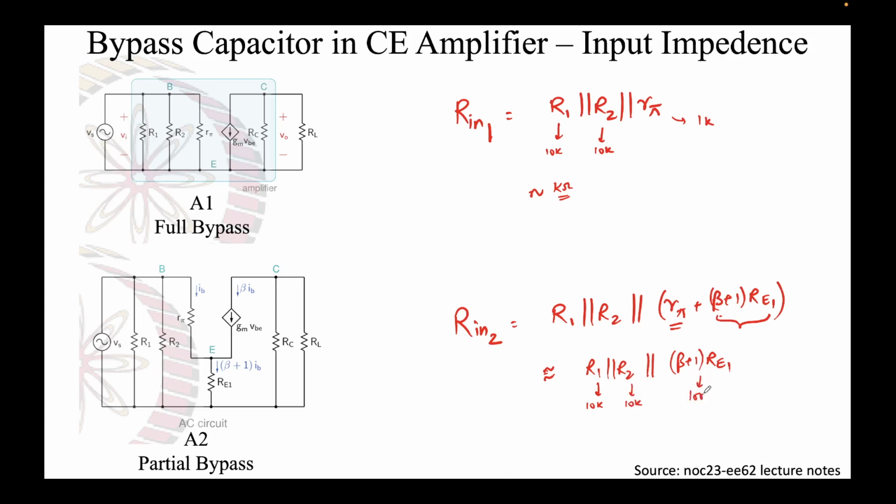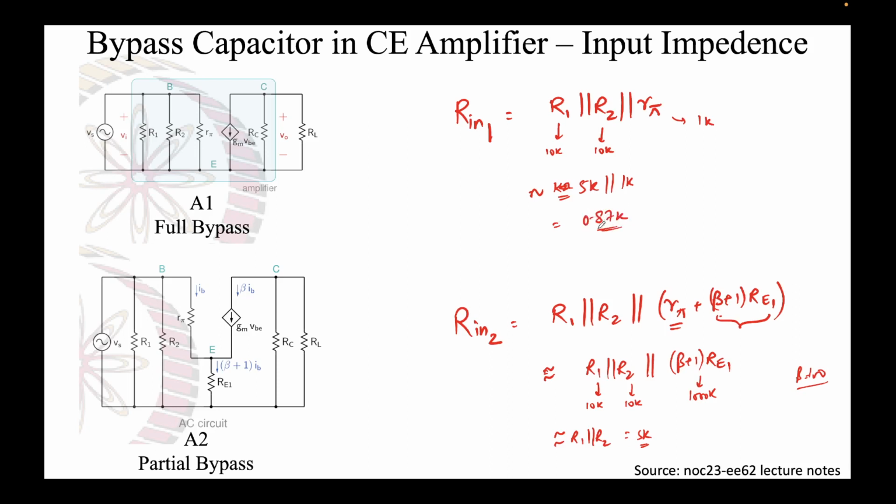This will come out to be 1000k, because assuming beta equal to 100, this is just a hypothetical case. I'm just trying to emphasize that since this is much higher, it will not play a role. So this Rn2 will approximately be equal to R1 parallel R2, which in this case, 5k parallel 1k, will turn out to be 5 by 6, about 0.87k.